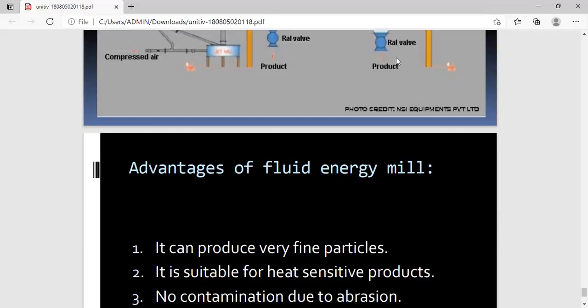The jaw crusher cannot be used when there is moisture in the product that is being fed into it. If there is moisture in the product, what happens is the fine particles start closing the gap artificially, and then choking happens.